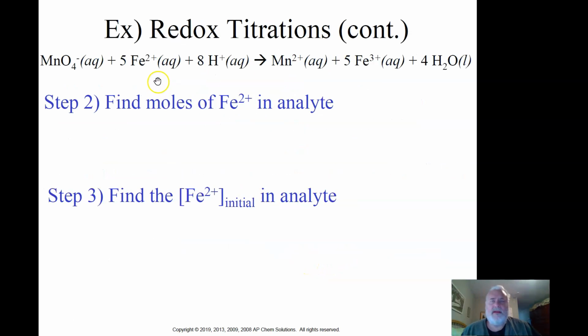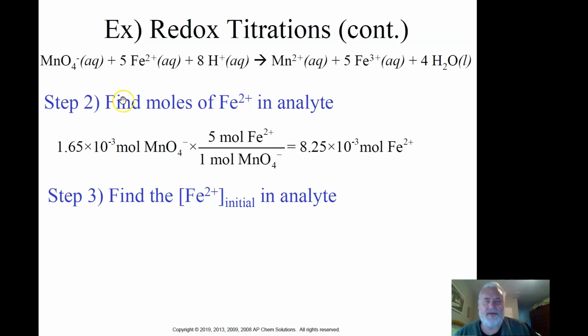And then to find the moles in the analyte, which is the stuff in the bottom there, you go, hey, this is a 1-to-5 molar ratio. That's a mole-to-mole conversion using the coefficients in the balanced chemical equation. So you got the MnO4 in a 1-to-5 ratio. That's how many moles of Fe+2 you have.